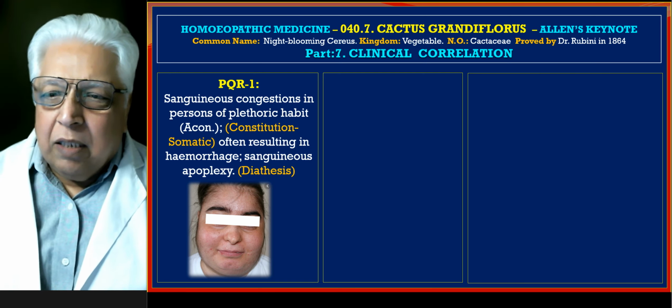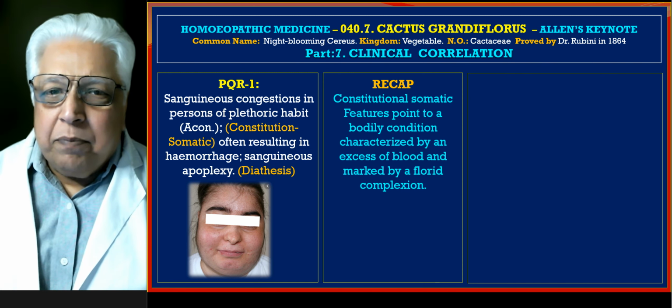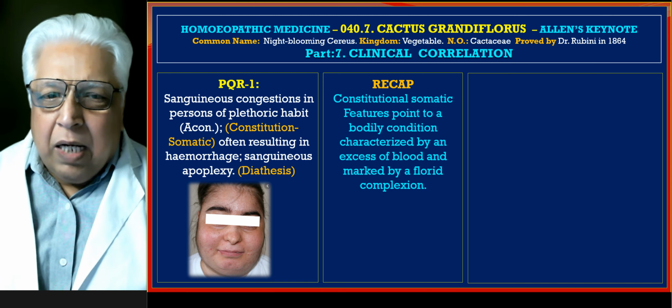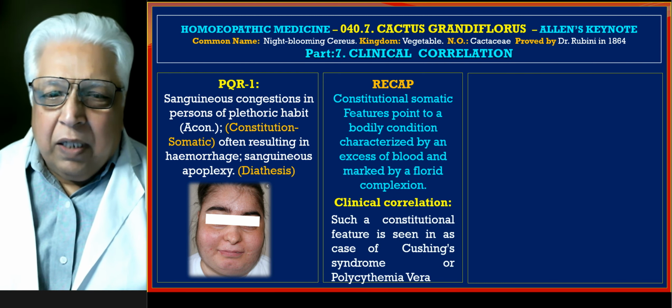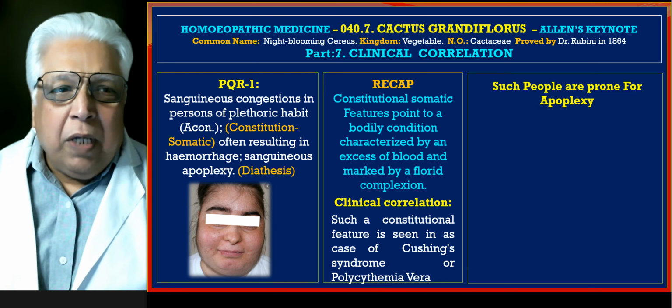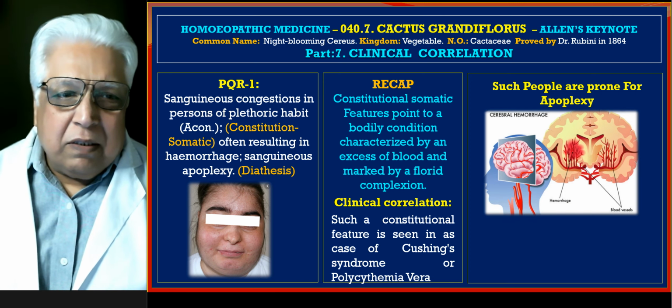This is the probable approximate pictorial representation we can have about sanguineous congestion in persons of plethoric habit. So let us recap. The constitutional somatic features point to a bodily condition characterized by excess of blood and marked by florid complexion. If you translate clinically the above features, you may find such constitutional features are seen in cases of Cushing syndrome and maybe polycythemia vera. And such people are prone for apoplexy, cerebrovascular accident, especially hemorrhages. And the most common reason is hypertension.